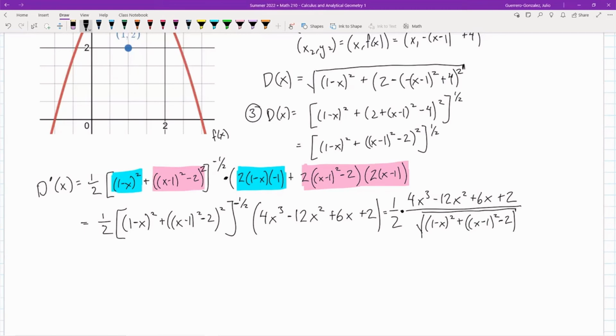So now we're in step 3 here. We were looking for critical values. So that means that this thing has got to be equal to 0.